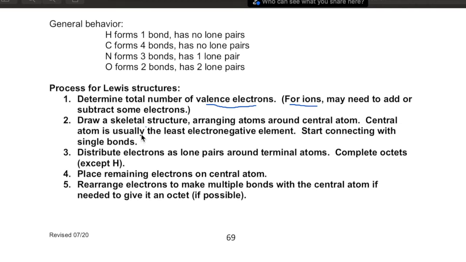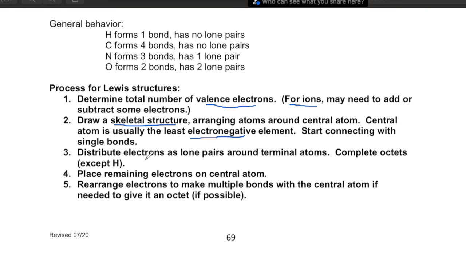The next step is to draw a skeletal structure, one where everything is connected by single bonds, and maybe drawing a fairly symmetric structure. So if you have 1 carbon and 4 chlorine, go ahead and put the carbon in the middle. So try to make it symmetric, or put the least electronegative element in the middle. Then that has used up some of the electrons.